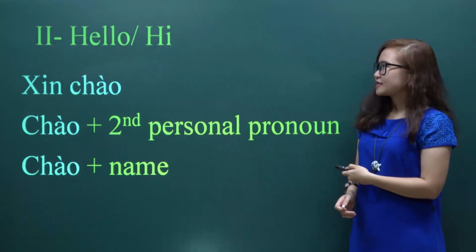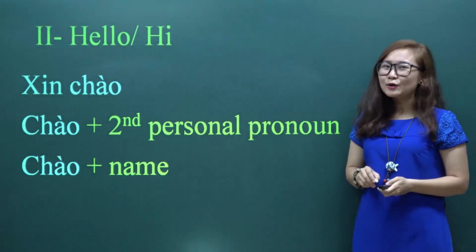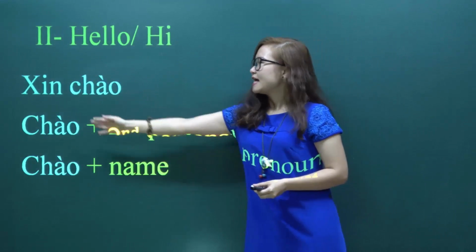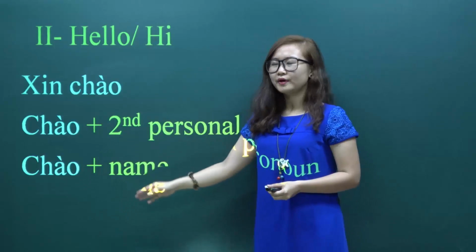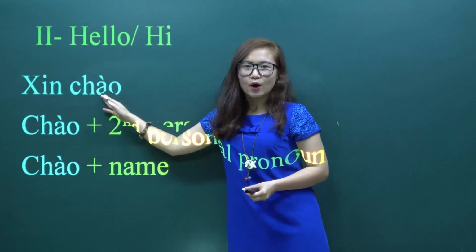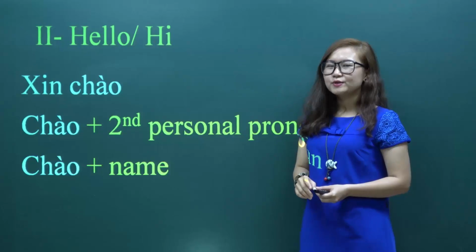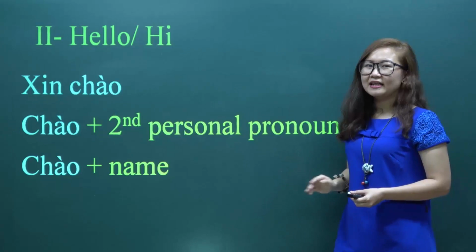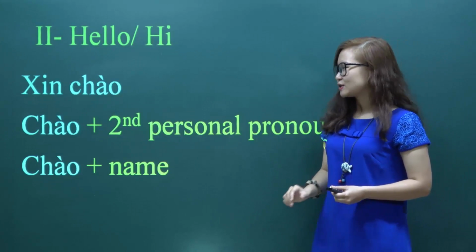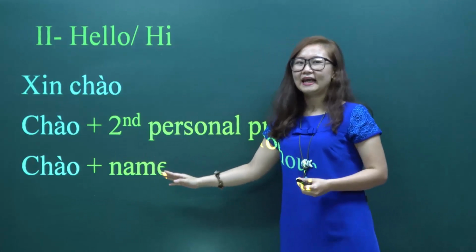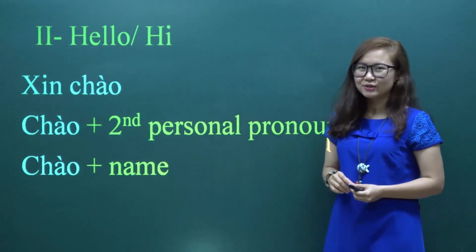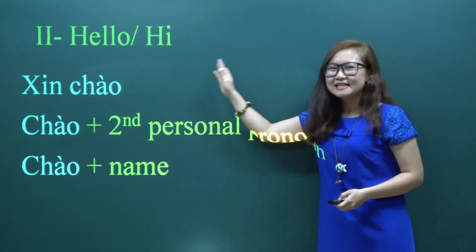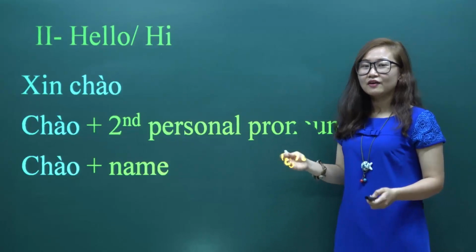Okay, so in short, there are 3 ways to say hello in Vietnamese. The first way is to say xin chào. The second way, you say chào plus a suitable second personal pronoun. And the last way is to say chào and add the name of the person you are talking to. Chào Hạnh. Okay, so that is the end of the second part of our lesson today.